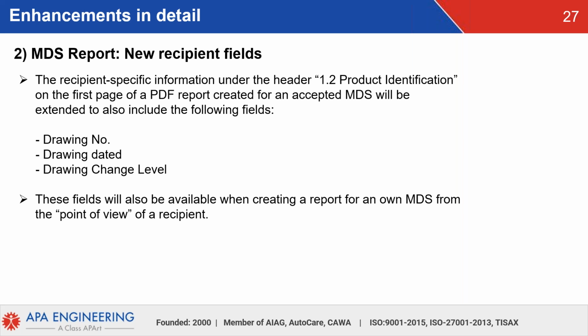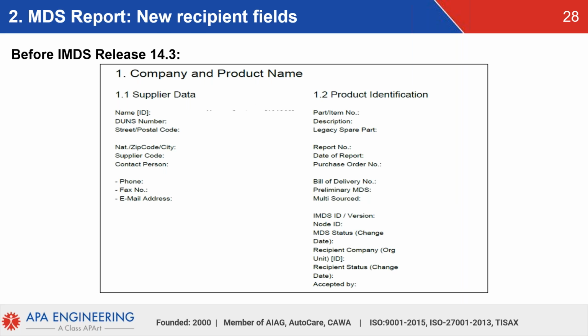So I'll move on to the next. I'll show that. Before IMDS release 14.3, if you are downloading a particular report, in the header file you could see the supplier data, product identifications, and all these things under that.